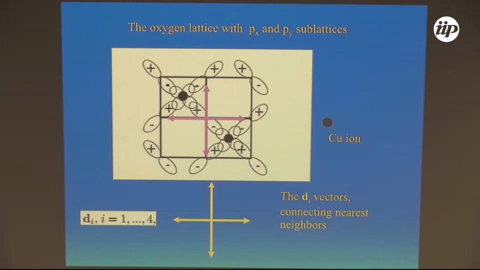which are bridged by these copper d orbitals. So if we take one side of this oxygen lattice, we have, for example, this px orbital. It has 4 nearest neighbors, which are py orbitals, connected by these vectors here.